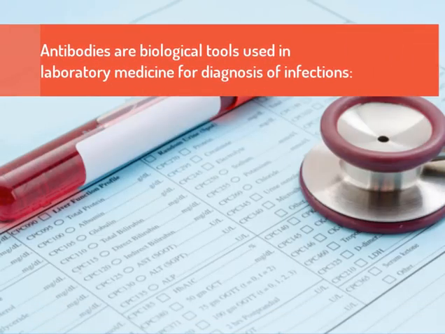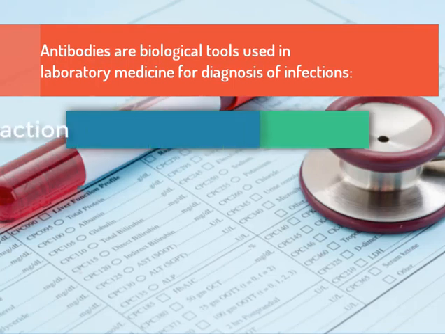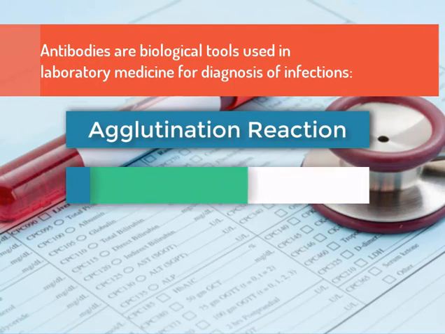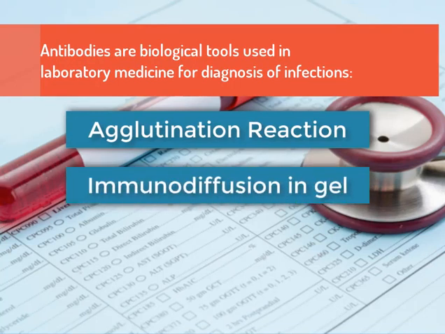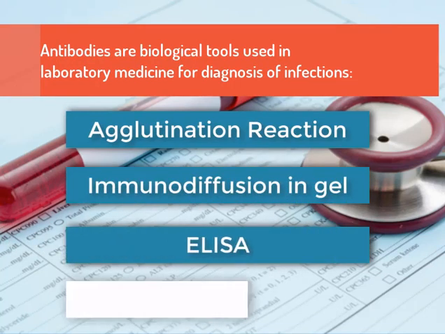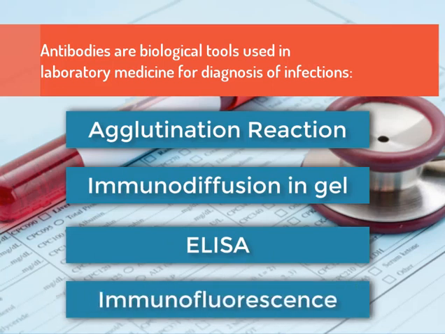So for this document, we will discuss how antibodies are used as biological tools to detect any infection in the following lab techniques: agglutination reaction, immunodiffusion in gel, ELISA, and immunofluorescence. So notice that this document doesn't discuss the evolution of any immune response in the body. It only discusses lab techniques that use antibodies to detect infections.